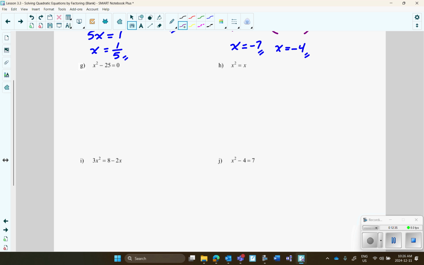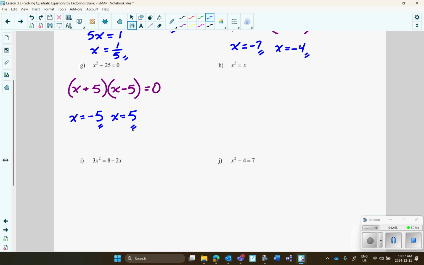So it's difference of squares. So we could factor it to x plus 5 times x minus 5. Therefore, our two solutions are -5 and +5, or plus minus 5.